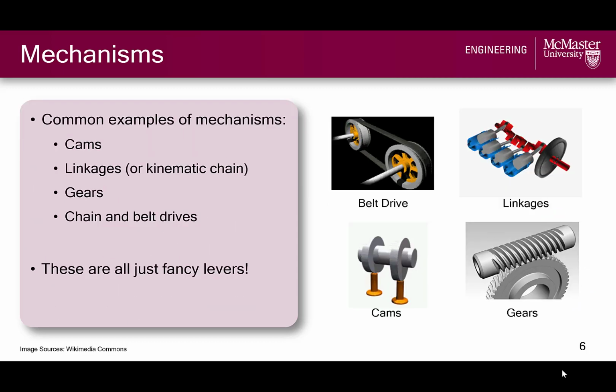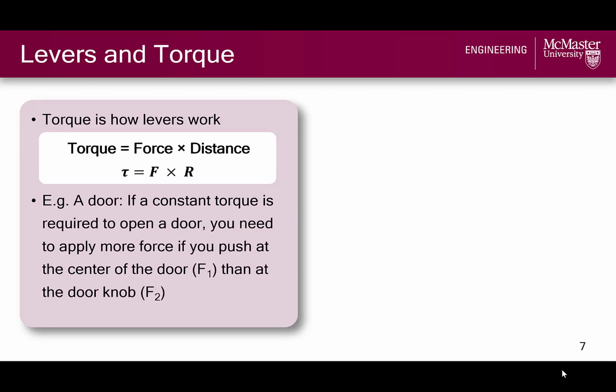Common examples of mechanisms include cams, linkages, gears, and belt drives, which are all shown to the right of this slide. Even though these types of mechanisms all look very different, they're all just fancy levers, so if we understand levers and torque, we can understand many mechanisms. Since this is the case, let's first review the basic principles of leverage.